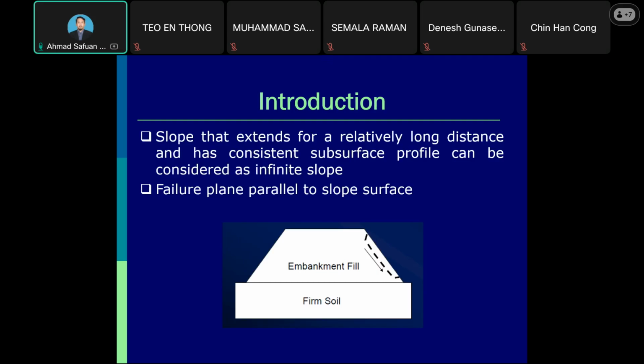At the same time, there are reference books saying that if we only concentrate on the slope surface, ignoring the top and toe, we can also use the same approach to analyze the stability of the slope. When we consider the failure plane parallel to the slope surface, we can also use the linear failure plane methods.